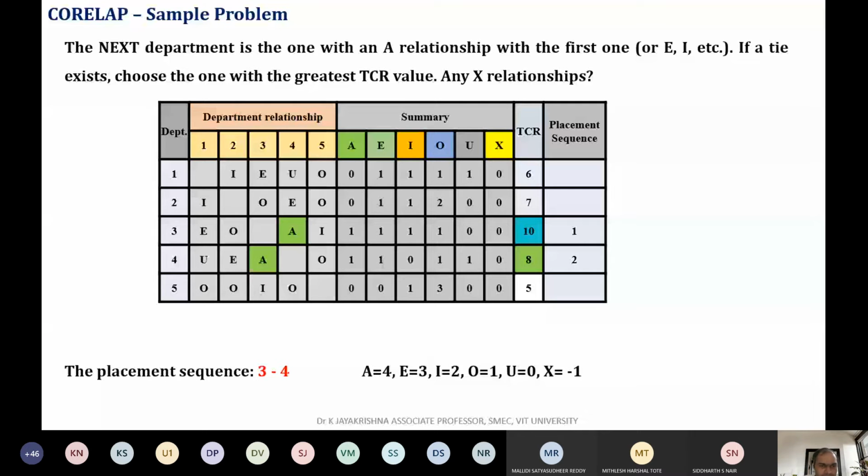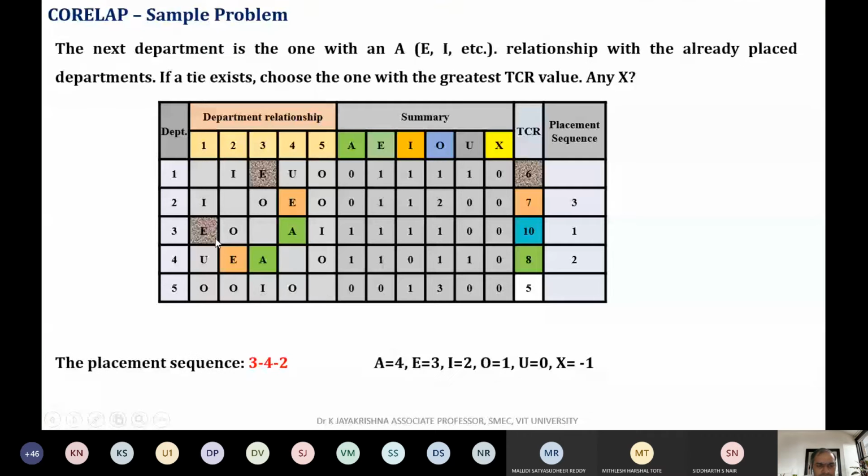See, I have mentioned, I see the first department shares an E relationship. The second department also shares an E relationship, and I'm comparing the first department and the second department. I'm comparing the TCR value, and I found the TCR value as 6 and 7. Because 7 is greater than 6, I am selecting department number 2, because the TCR value of department number 2 is 7. So I am placing the second department as the third department. Okay, I am stopping here.